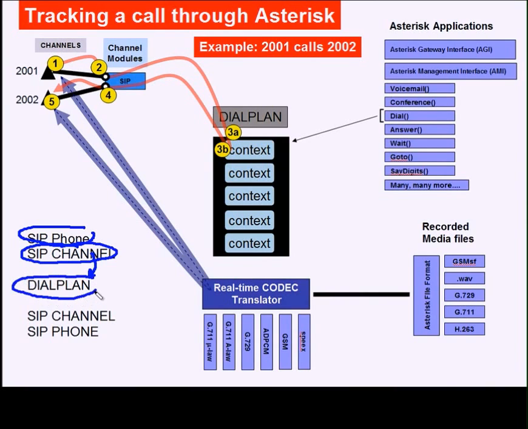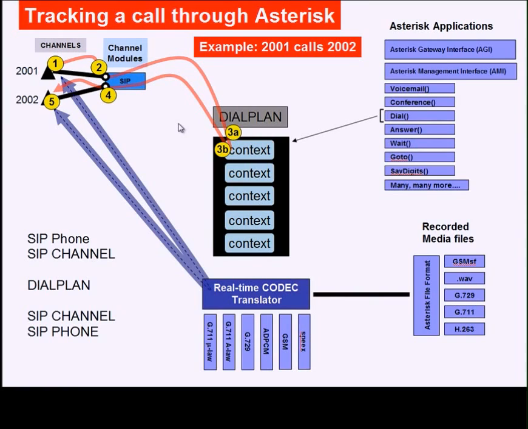Notice the dial plan is right in the center. This is where the actual switching logic occurs, where the dial plan is going to direct the call back out to a SIP channel, where the SIP channel, because of earlier registration, is able to direct the call to the SIP phone. So we see these 5 steps involved here, where by the way I'm showing 3A and 3B. I don't think they deserve to be steps 3 and 4, for instance, because this is happening inside the context.